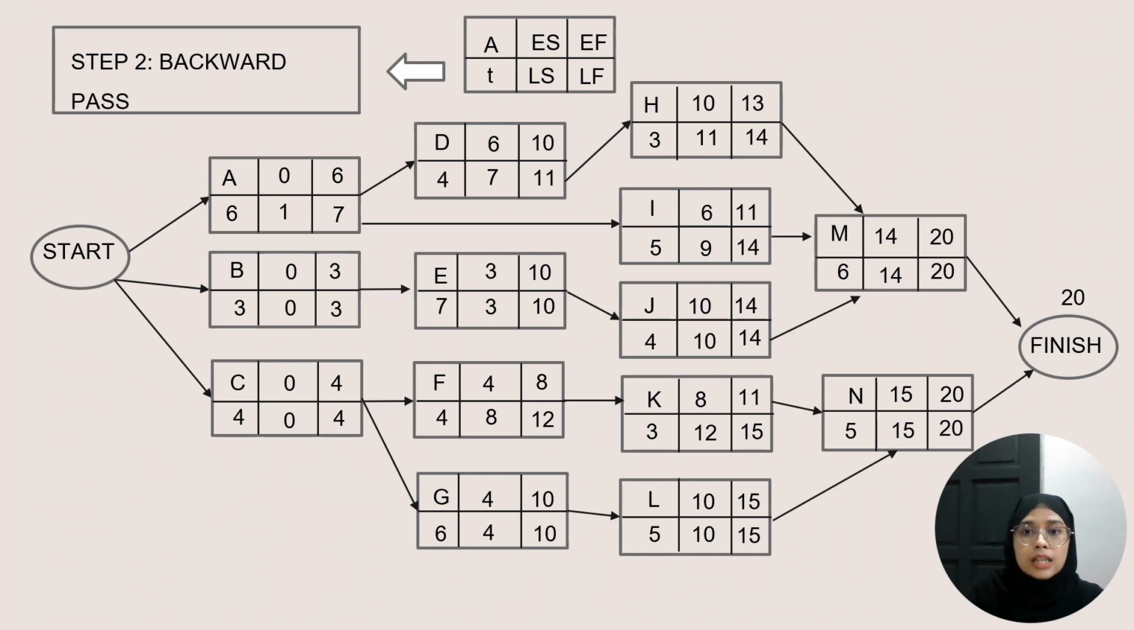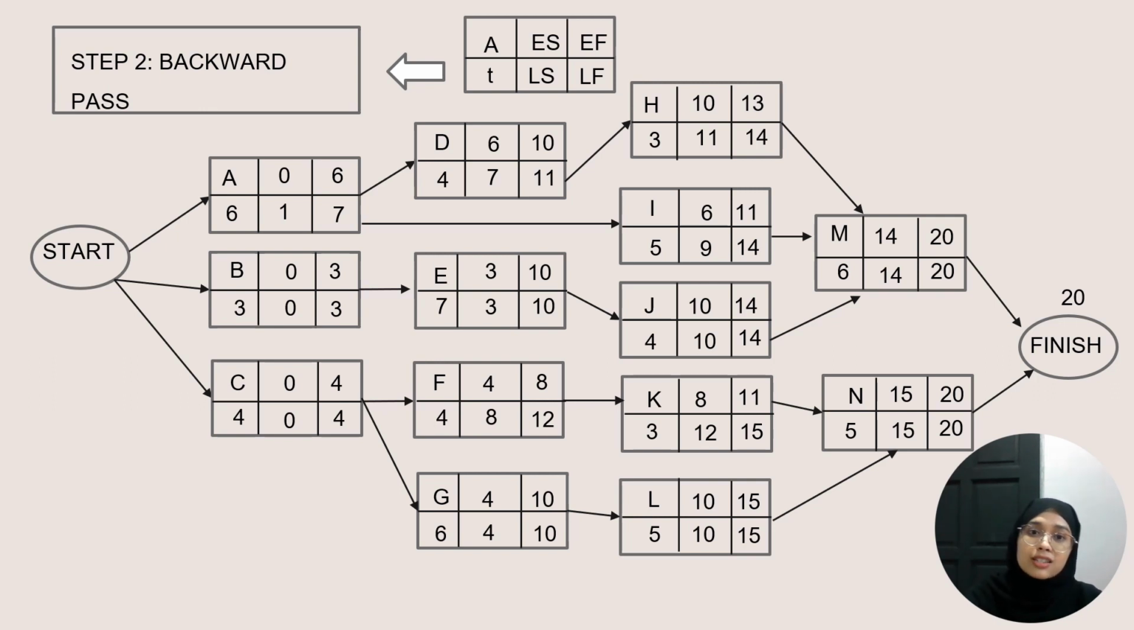Next, we obtain the latest start time by subtracting the activity times from the latest finish times. For N, the latest start time will be 20 minus 5, which is 15. For activity M, the latest start time will be 20 minus 6, and that gives 14. Now, activities H, I, and J have the same successor, which is activity M. So for H the latest start time will be 14 minus 3, which gives 11. For activity I, the latest start time is 14 minus 5, which gives 9. For activity J, the latest start time is 14 minus 4, which gives 10.